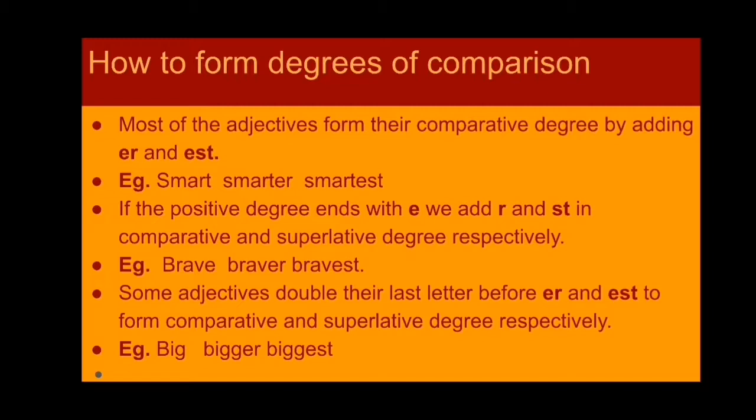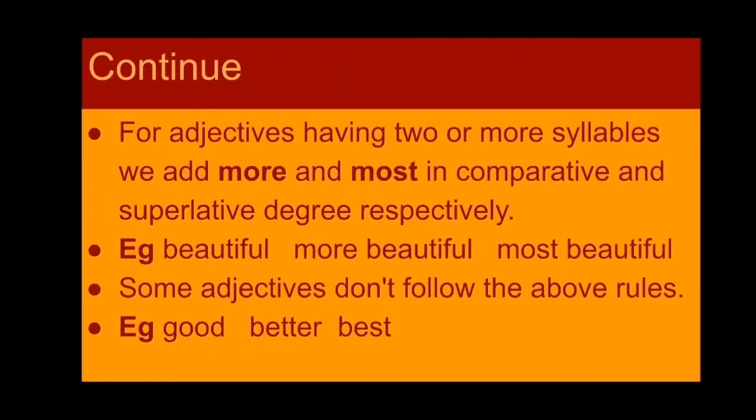Now come to the next one. Some adjectives double their last letter before er and est to form comparative and superlative degree respectively, like big, bigger, biggest. Or some other examples like hot, hotter, hottest, and fat, fatter, fattest. Now going to the next form.